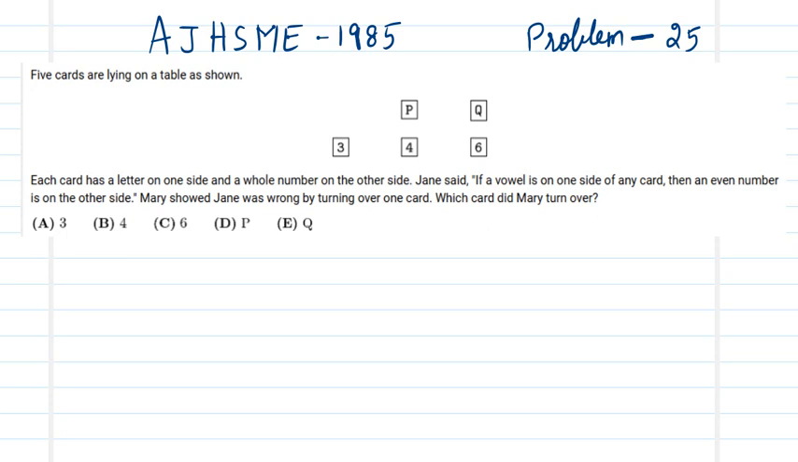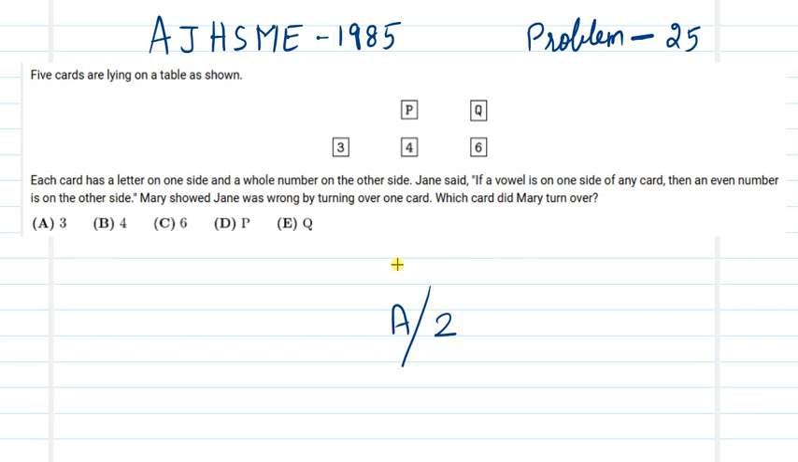So we are given five cards here, and every card has a letter as well as a number on either side. The condition given here is that if a vowel is on one side of any card, then an even number is on the other side. Now, if I have a card with A, then on the back of A we have an even number. So that is what the given statement says. We have a vowel and then we need to have an even number. So on the back of A, we have the number 2, for example.